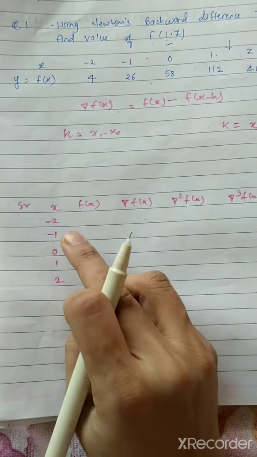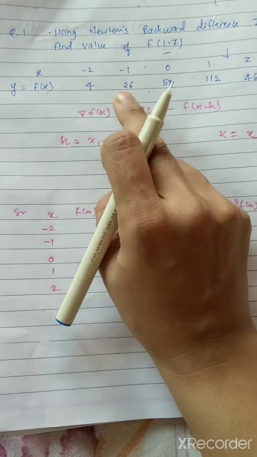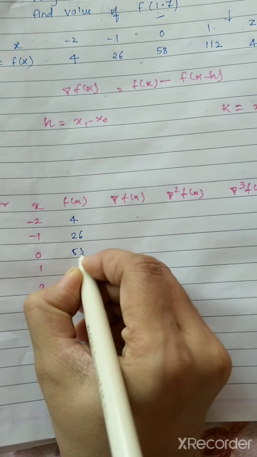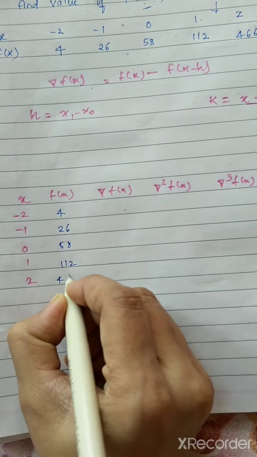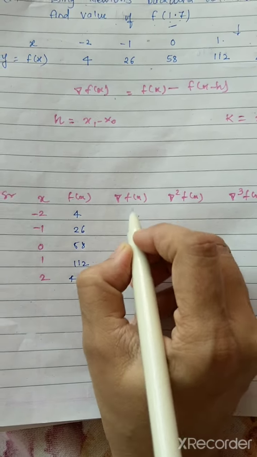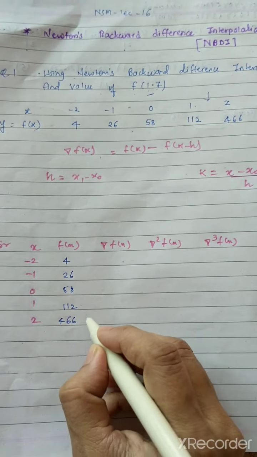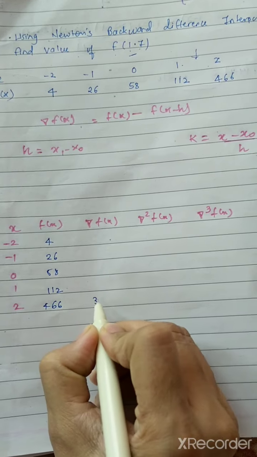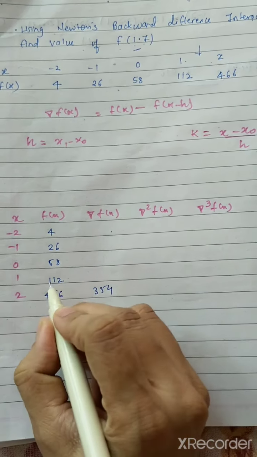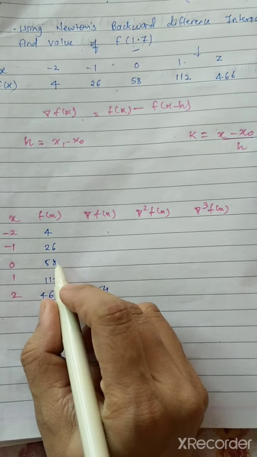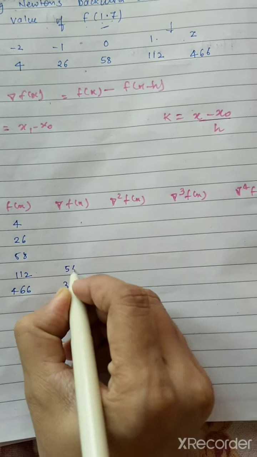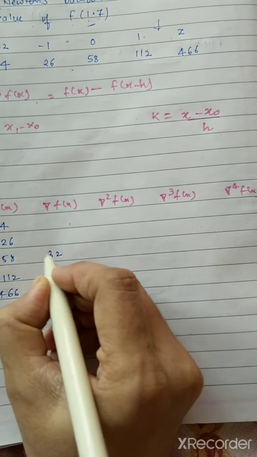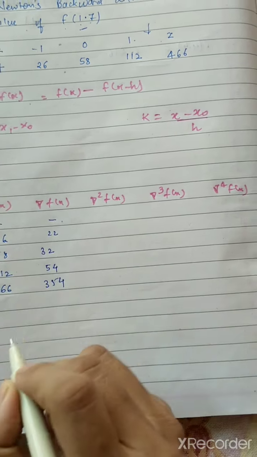Our x is -2, -1, 0, 1, 2, and f of x will be 4, 26, 58, 112, 466. Now del of f of x. In backward difference interpolation we start from the bottom. So 466 minus 112 will be 354. Now 112 minus 58 is 54. 58 minus 26 is 32. 26 minus 4 is 22. Here will come a dash.